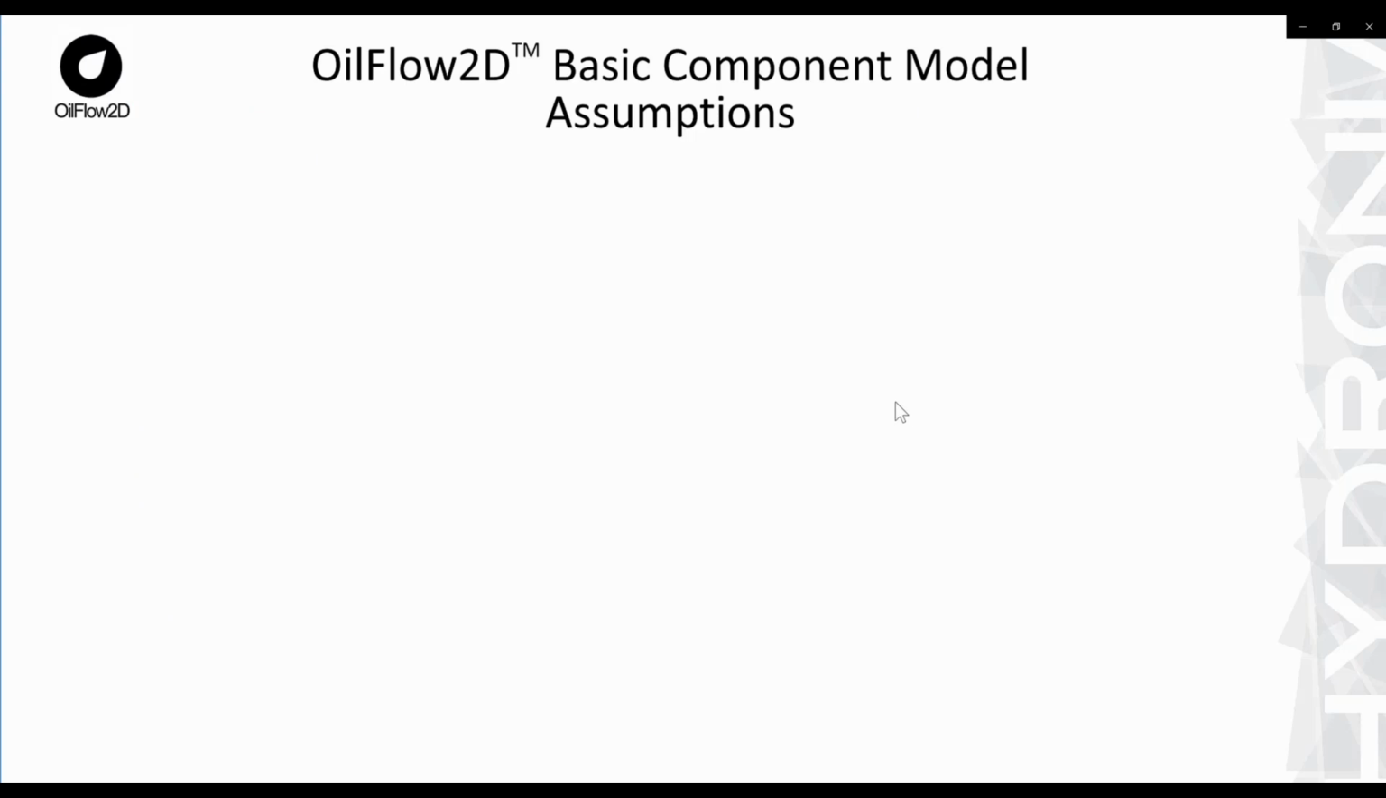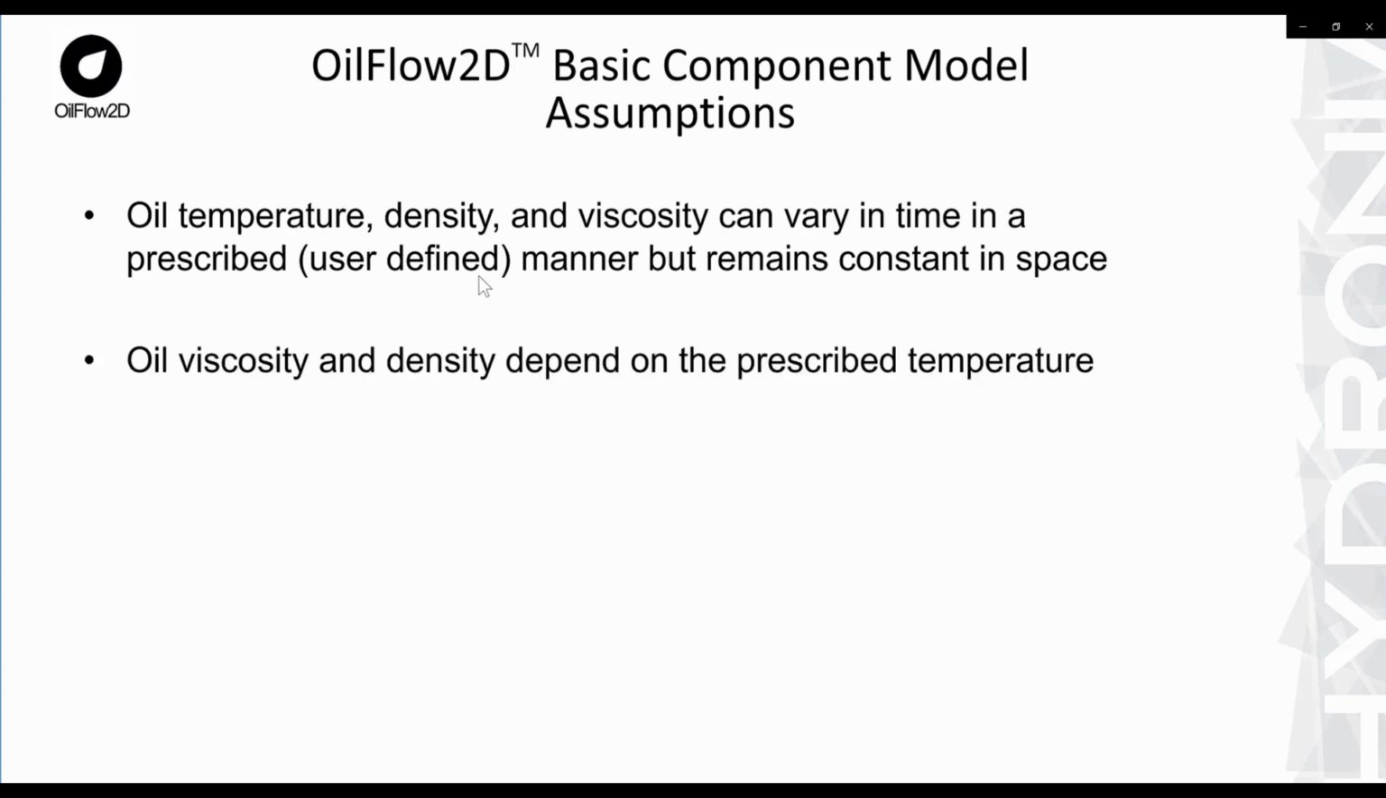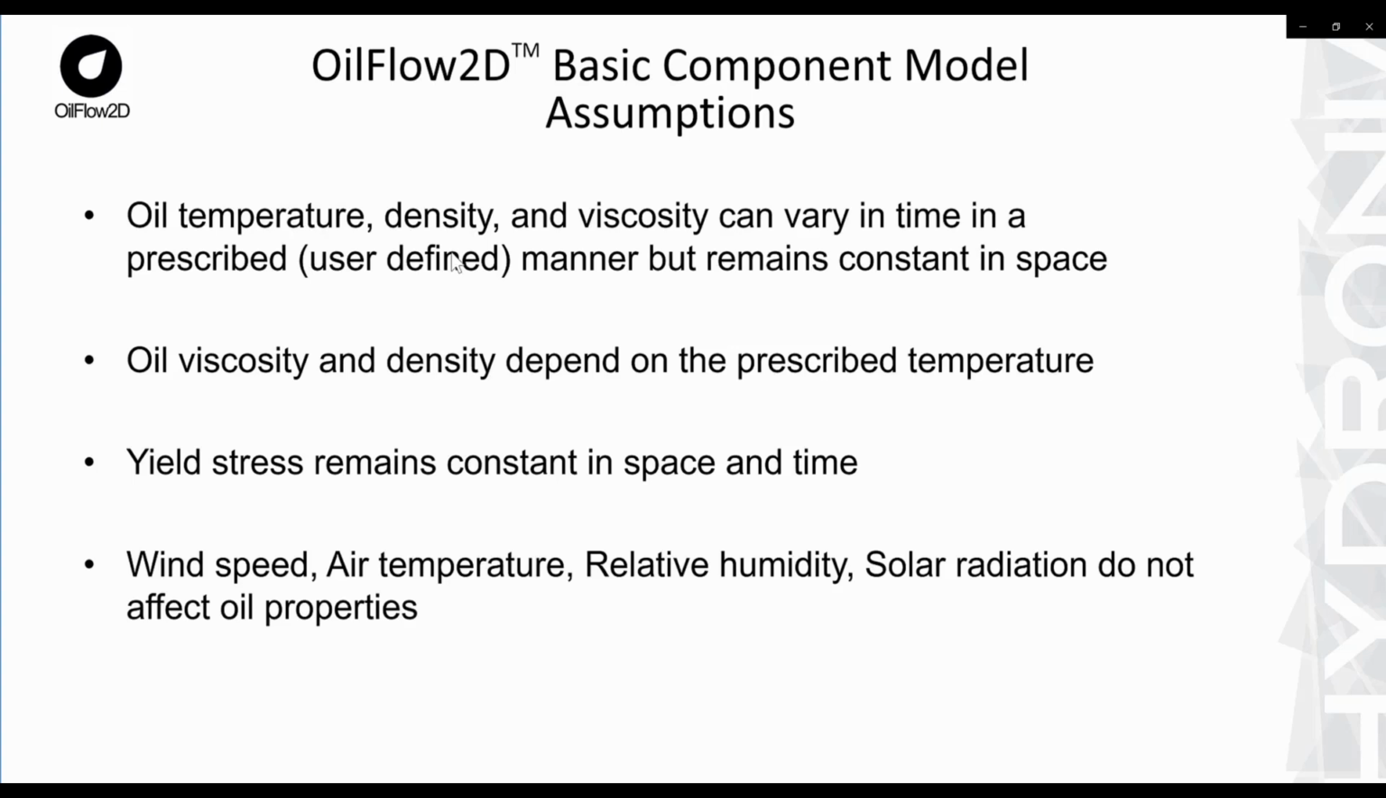So the basic assumptions in the basic model, as I mentioned, include that the oil temperature, density, and viscosity can vary in time in a prescribed way defined by the user, but remain constant in space. That means that the viscosity and density depend on that prescribed temperature, but they vary simultaneously in the complete mass of the oil. It's not a gradual process. It's just a process determining how you, as a user, prescribe that change. Also, the assumption was that the yield stress remains constant in space and time, and consequently, the wind speed, temperature of the air, relative humidity, or solar radiation play absolutely no impact on the results or the oil properties.